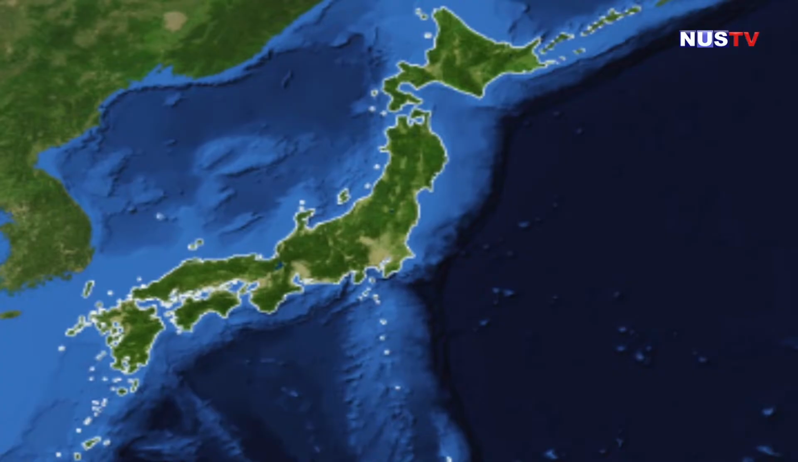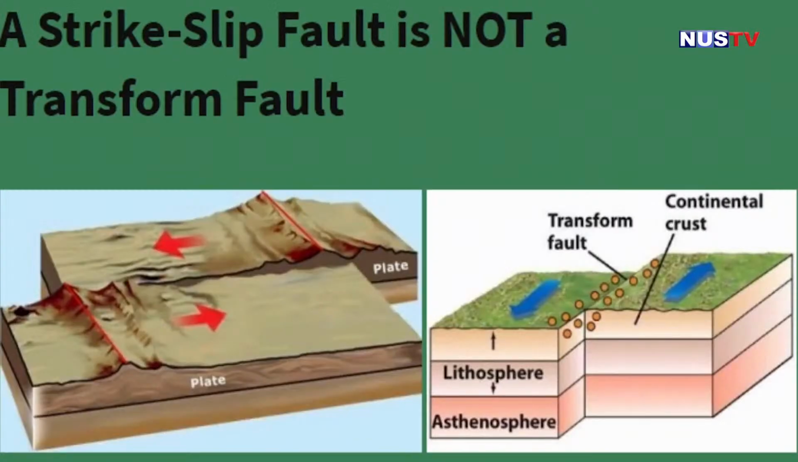Okay? The other one that we need to talk about is the transform plate boundaries. This is what happens when two plates move past one another. So when two plates move past one another, one goes in one direction and the other goes a different direction, but they move side by side.